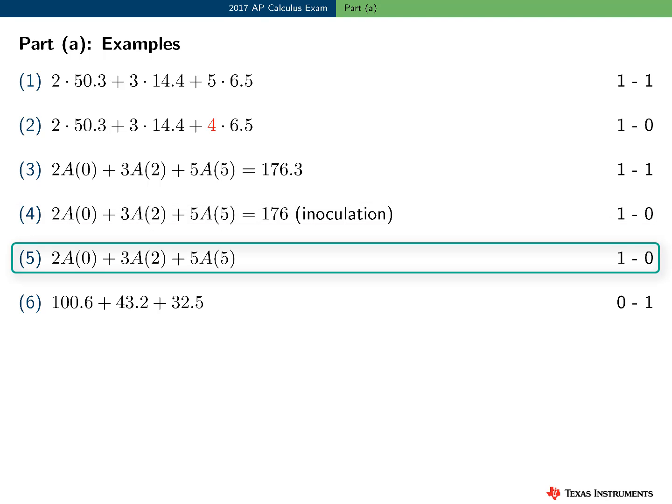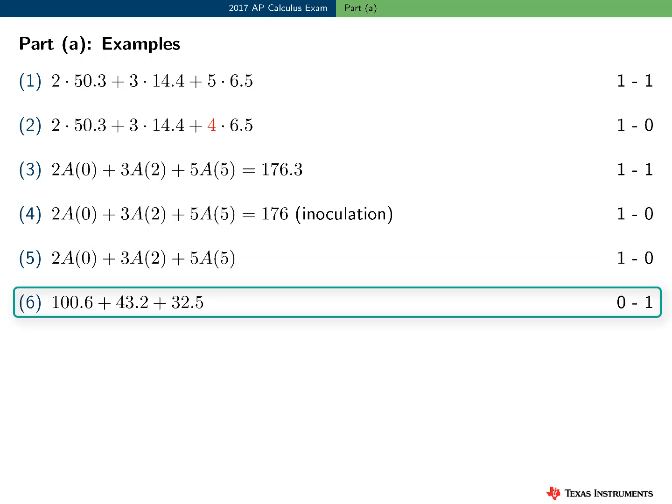In example 5, the student has presented the correct left Riemann sum and nothing else. They would earn 1 point. And in the last example, the student earns the approximation point only. There is insufficient evidence of the left Riemann sum.